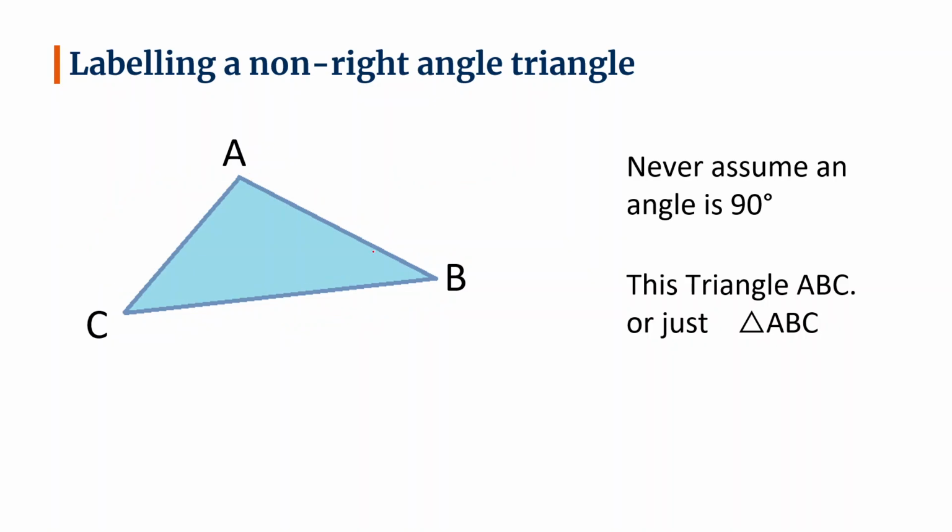Okay, so we've learned how to label the angles, and the triangle itself has a name. But now how do we label the sides? Well, the sides get labels that are the same letters as the angles, but the lowercase version.